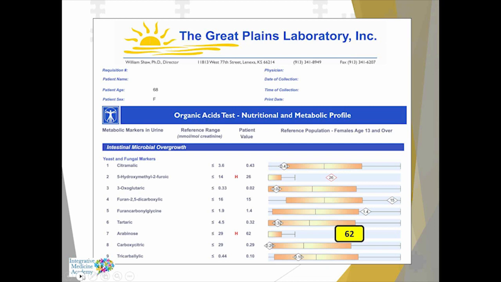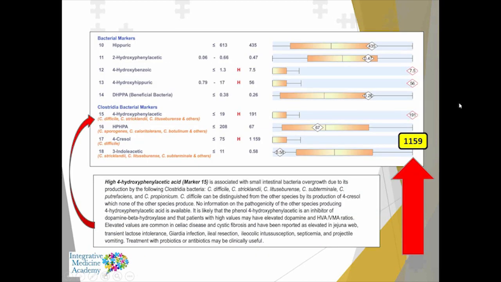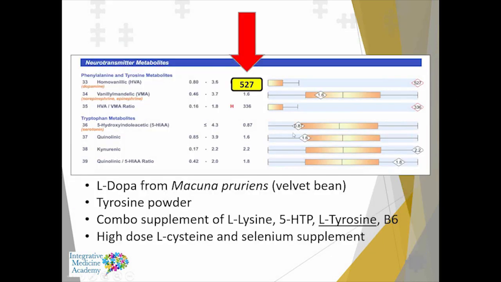So here's an example of an individual that did an organic acid test. This individual had an early onset Parkinson's condition. And when we looked at the organic acid test under the Clostridia section, we saw some very high levels of 4-hydroxyphenylacetic acid, which is linked to C. difficile, and extremely high levels of 4-creosol, again linked to C. difficile. In fact, that level was one of the highest I've ever seen, 1157. So there's a really significant problem in Clostridia. The homovanillic acid level is extremely high, the highest I've personally seen. So the question is why?